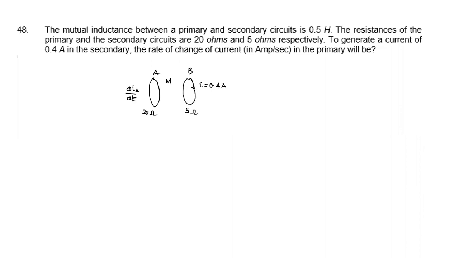To generate this current, what is the EMF needed in the second coil? EMF needed in the second coil is IR, which is equal to 2 volts. So this has to be equal to the EMF, which is M dIA by dt. That's the equation. We have to generate an EMF of 2, so we substitute: 2 is equal to 1/2 times dIA by dt. So the rate of change of current in the primary coil is equal to 4.